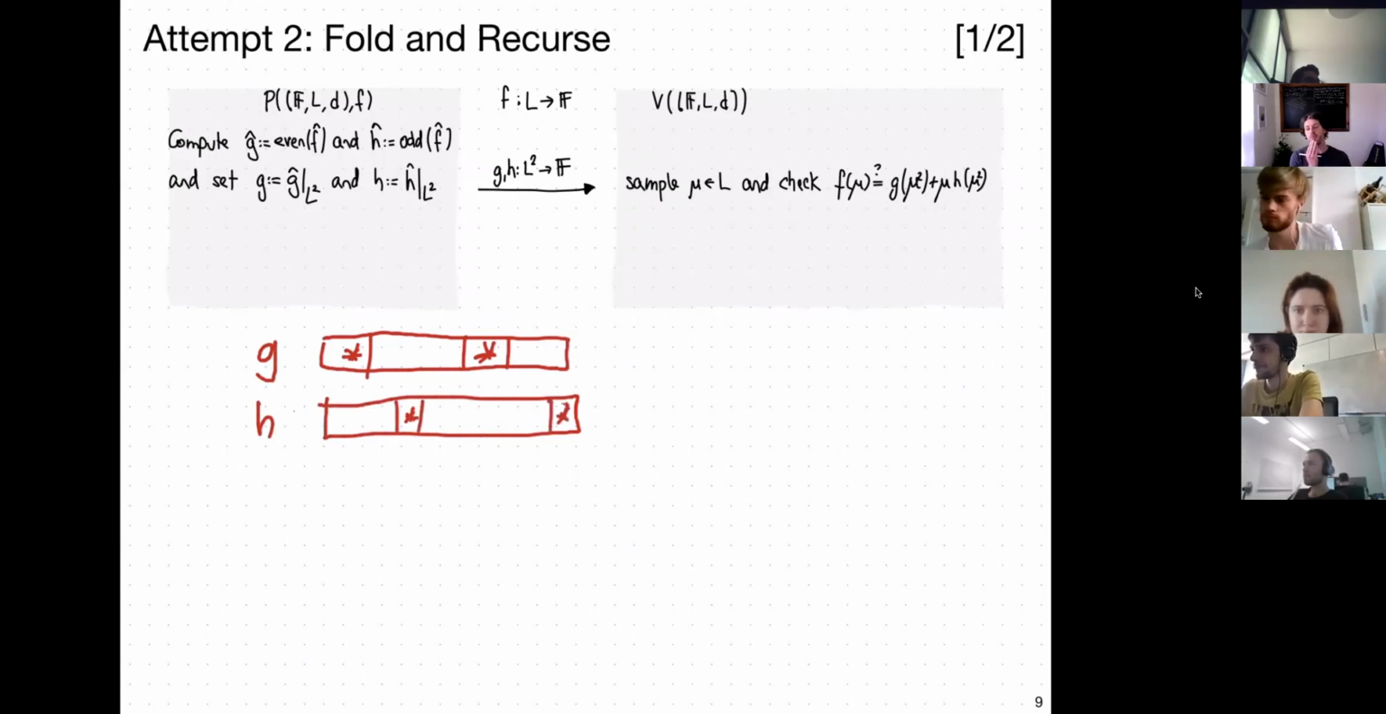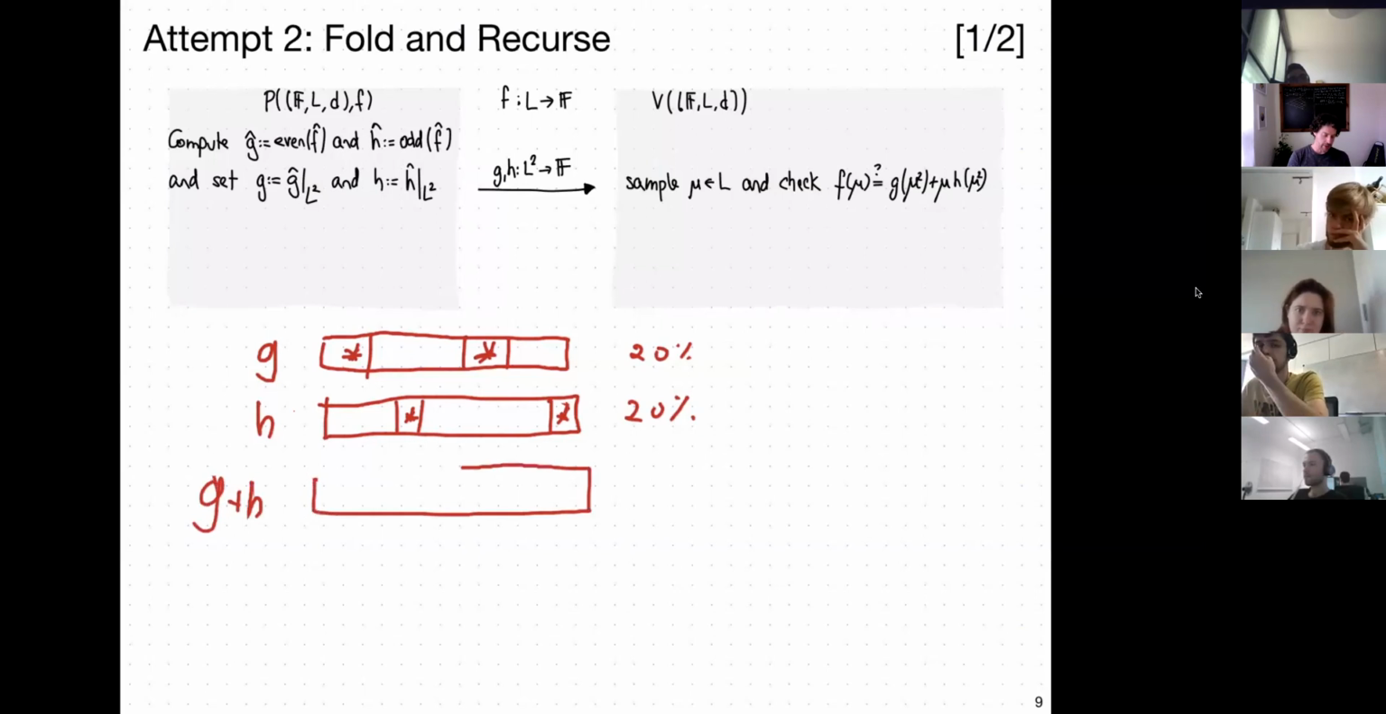So here's a natural approach: maybe this would be 20%, 20%, and we want to have 40% as we started with. A natural thing to do, which is what I would have suggested in such a situation, would be, well, let's just take G plus H. You take these vectors, you add them together, and then you have the problems here, and this thing, and this thing, right? So it's a nice way.